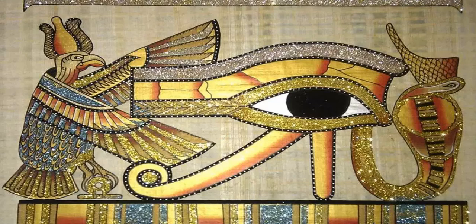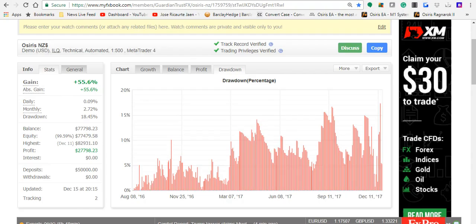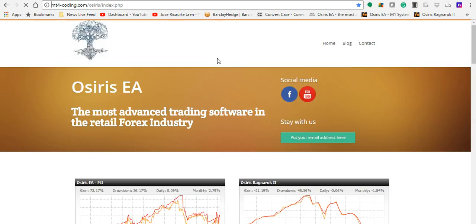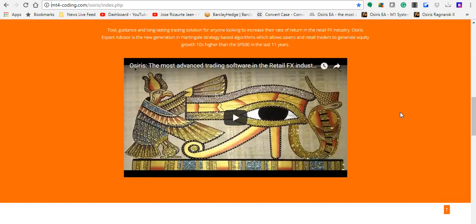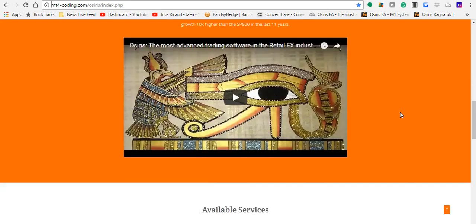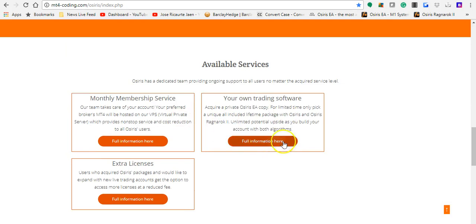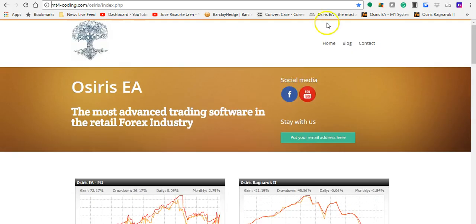So we're going to jump right away. First off, I want to share with you the page where we'll keep updating as much as possible all the information and future content. We have directly our MT4 Coding, which is the company that hosts the EA and all the information you can see here. And of course, we keep adding more and more content and services.